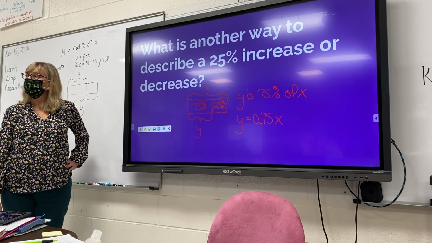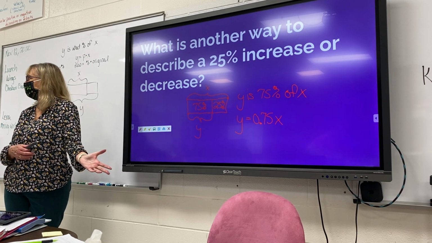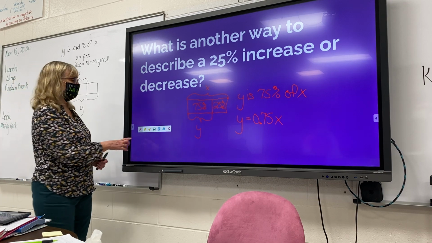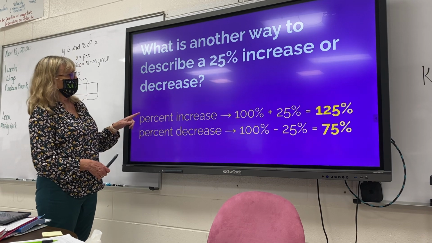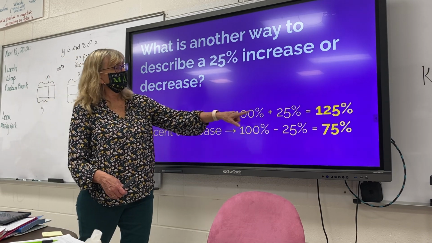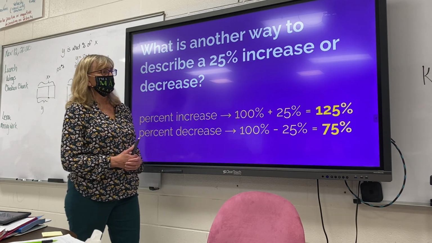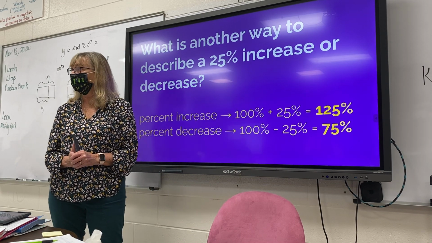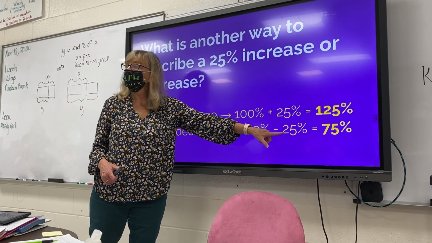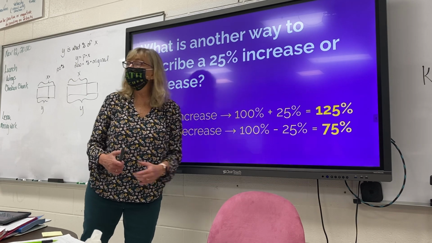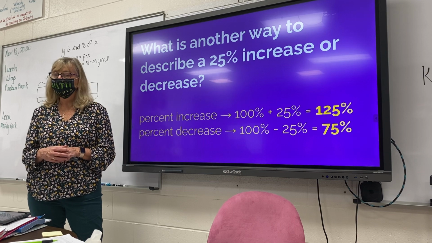All right, questions? Are we seeing how we do percent increase and percent decrease? Yes? Okay. So a percent increase means 100% plus 25%. So that would be 125%, which we would write as 1.25 as a decimal. Decrease would be 100% minus 25%, which would give us 75%, which we would write as a decimal 0.75.